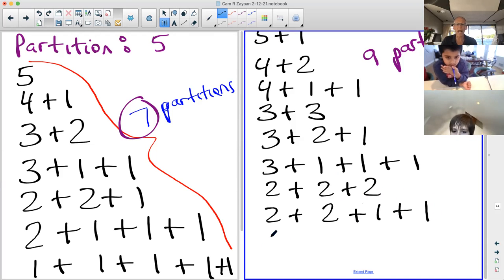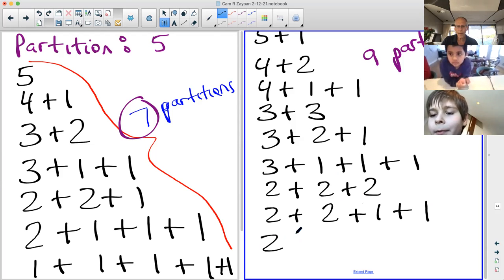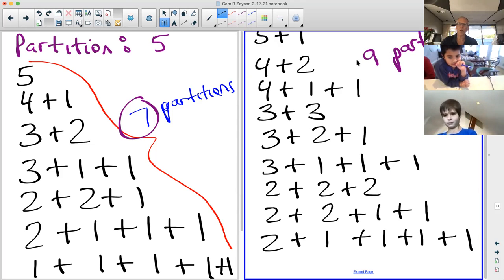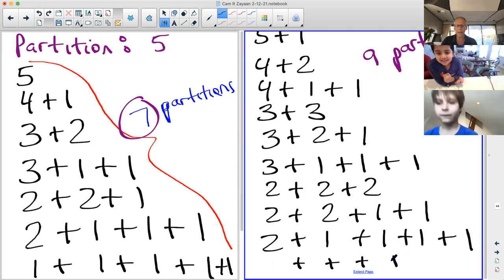Cam, give me the last one with the number 2. Let's see. 2 plus 2. No, we've already done the 2 plus 2s. 2 plus 1 plus 1 plus 1 plus 1. Exactly. So, gentlemen, wait, there's one more. What? More, is it? I know what it is. Go for it, Zayaan.